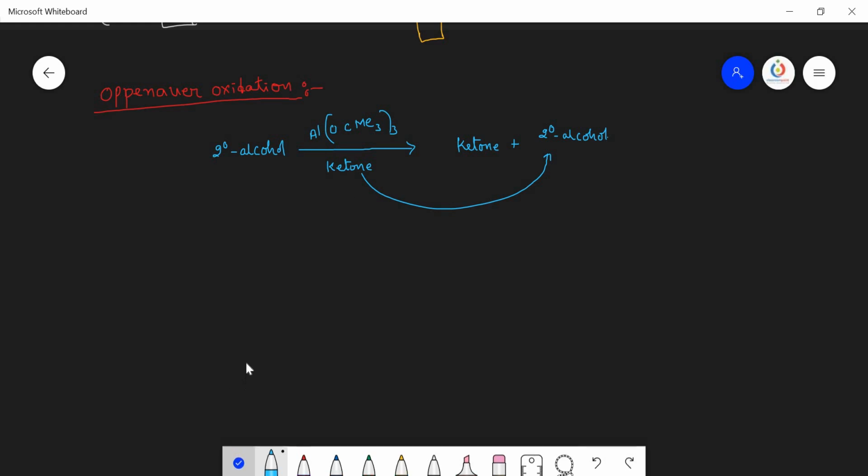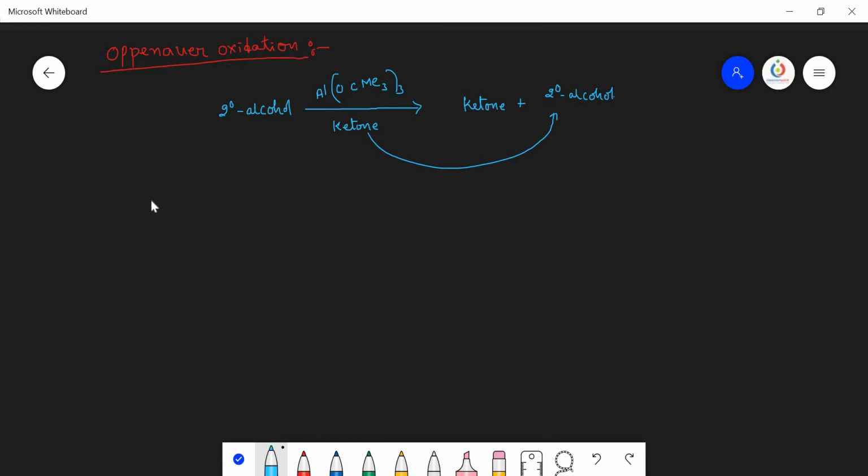First of all, I have to discuss the reagent. The reagent is aluminum tertiary butoxide or aluminum isopropoxide. So this is the tertiary butoxide, and I'll show you the isopropoxide also now. What is the difference between these two reagents?